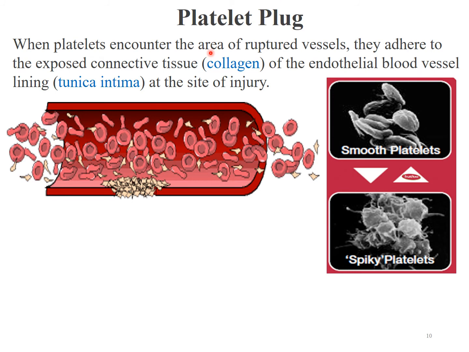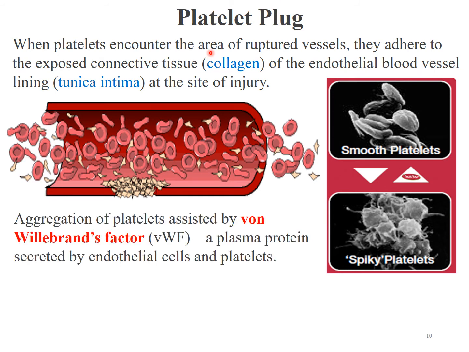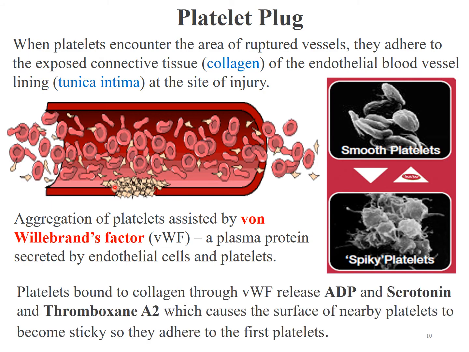So this step of platelet aggregation is also assisted by a glycoprotein known as the von Willebrand's factor. So it is a plasma protein secreted by both the endothelial cell and the platelet. And what it does is to stabilize the growing platelet plug. So as more platelets are bound to the collagen through the help of this factor, they will release more chemical factors such as ADP, serotonin, and thromboxane A2 stored within their granules.